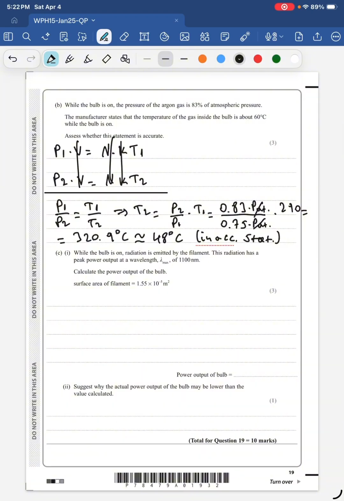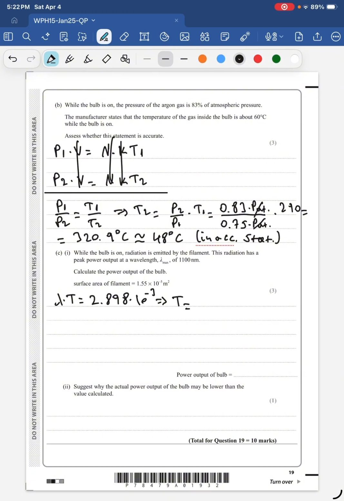Question C. While the bulb is on, radiation is emitted by the filament. The radiation has a peak power output at a wavelength lambda max of 1100 nanometers. Calculate the power output of the bulb, and they give you the surface area of the filament. Okay, so we will use Wien's law. Lambda times T is 2.898 times 10 to the negative 3.